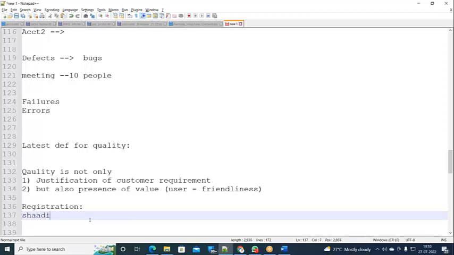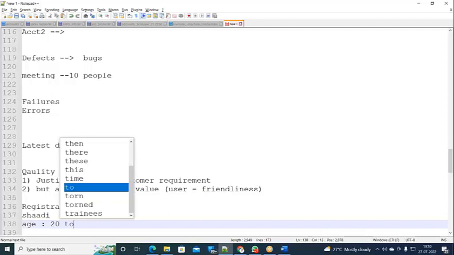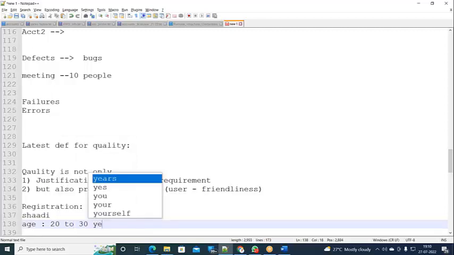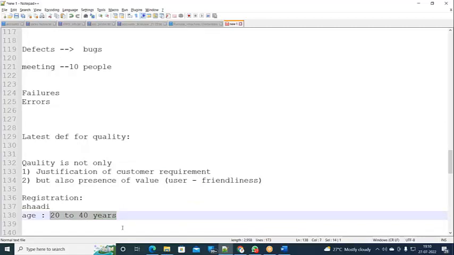I never registered, or did it a long time back. Forget about that. In shadi.com, let's say there is a field called age. Manoj will say, sir, definitely that is there for Shadi, age is most important. Yes, I agree. Let's suppose shadi.com is only for the age of 20 to 30 years, or let's say 20 to 40 years. In India, the legal marriage age is 18 years, so you have to enter an age which is more than 18 years.